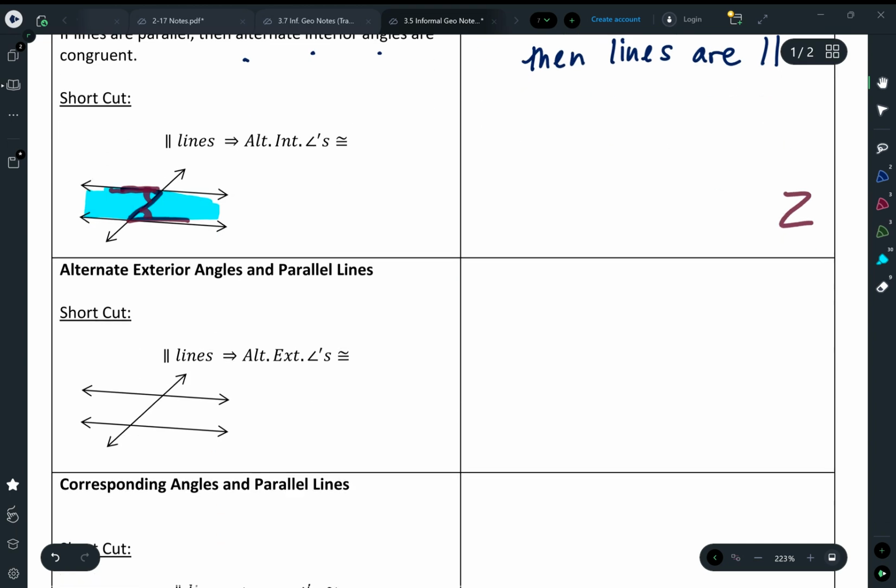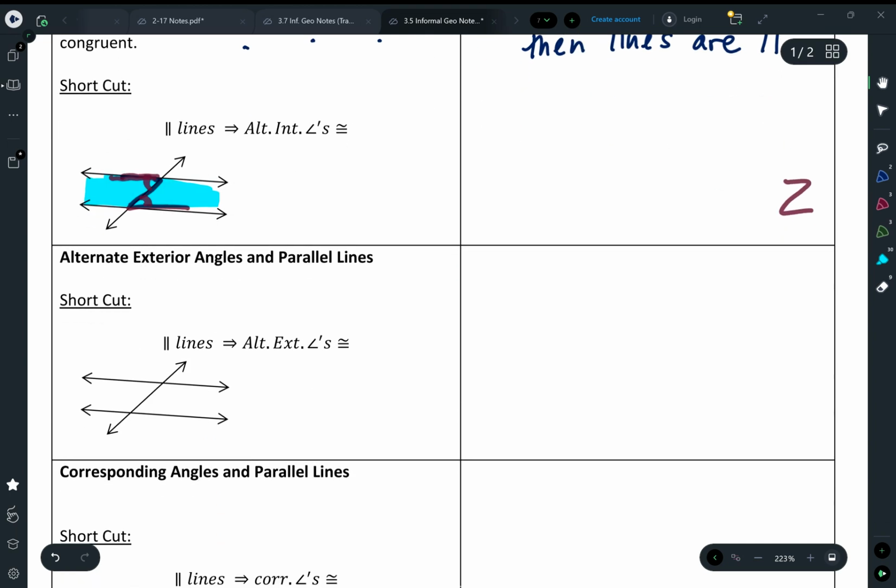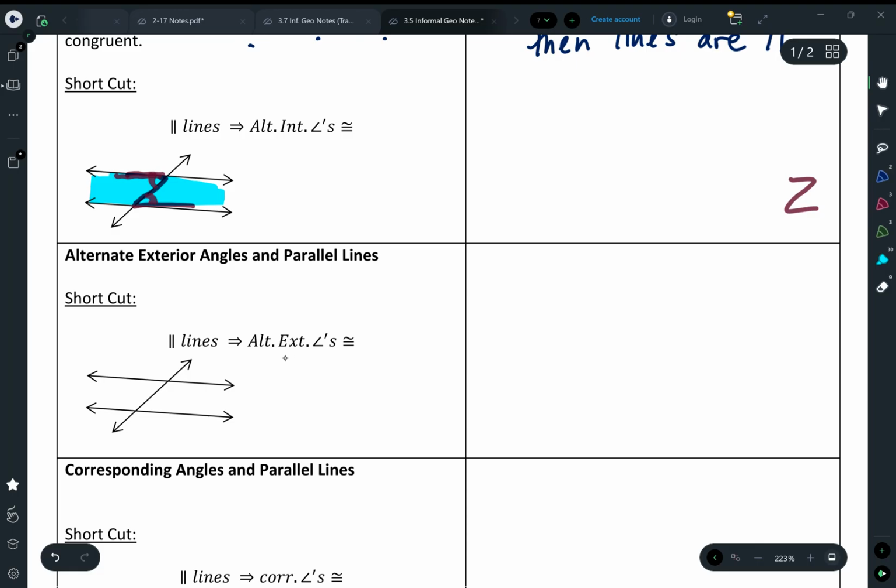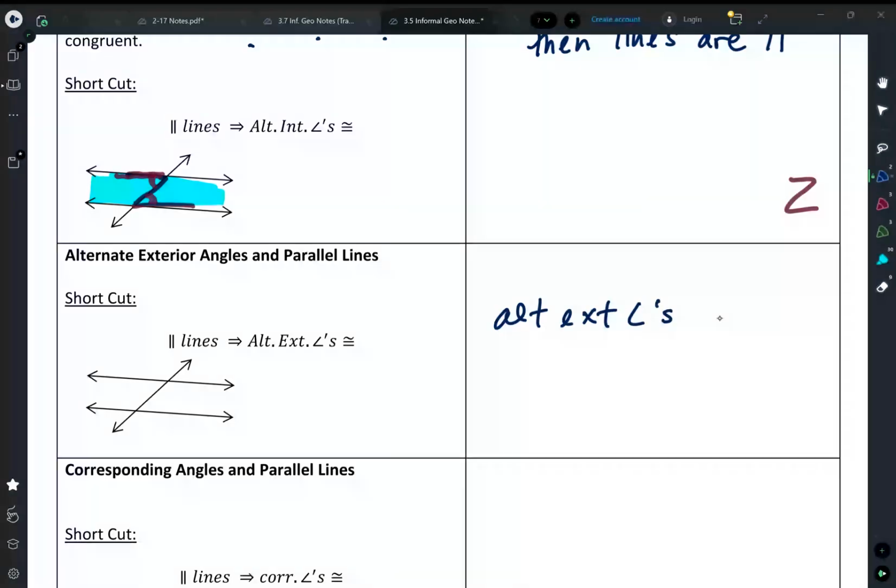The next one was our alternate exterior angles and parallel lines. To begin with, parallel lines implies alternate exterior angles are congruent. This double arrow there means implies. So now we're going to do the converse, or the backwards of that. We start with our alternate exterior angles, and if those are congruent, well, then we know that we have parallel lines. Our writing is getting a little bit shorter on this.